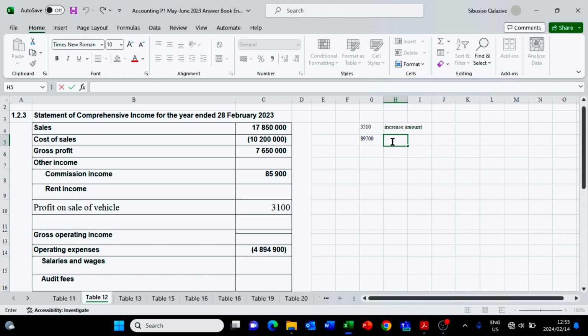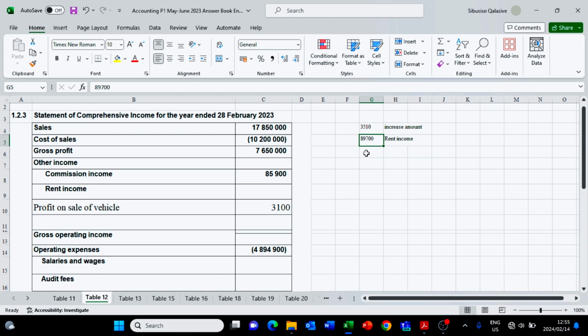89,700. So this is the rent income that we have. What we want to do is calculate how much was the rent without this increase. This rent income for the 13 months includes the increase. So for us to calculate how much was the rent per month, we have to first subtract the increase amount, which is for the 3 months.